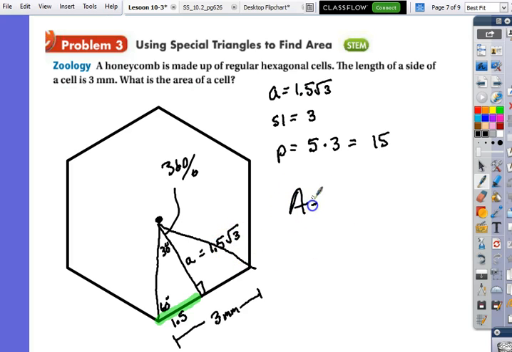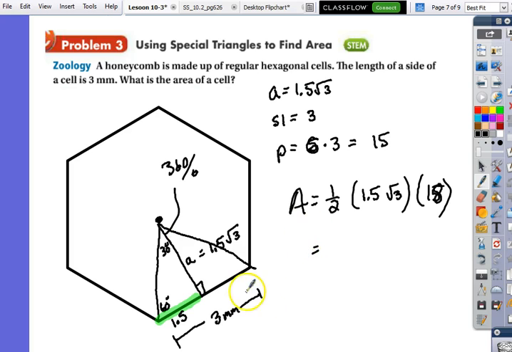So area is equal to 1/2 times 1.5 root 3 times 15, the perimeter, or 5 times 3. Why would you do 5 times 3? Because there's 5 sides. Oh, I stand corrected. I was a little confused. You are correct. I am incorrect.